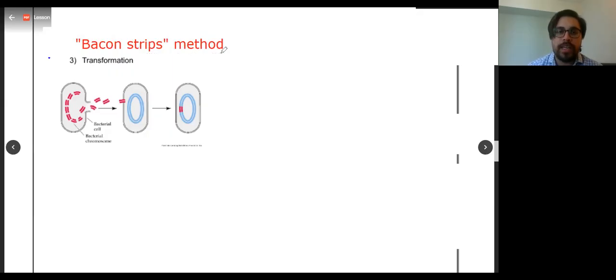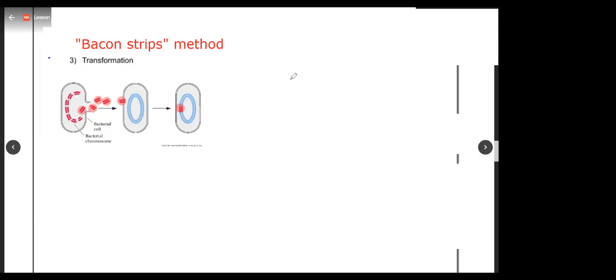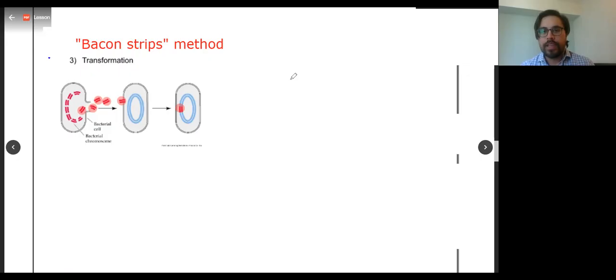I call it the bacon strips method because these little fellas here look like bacon strips. Yeah, there we go. Thank you. Bacon strips, turkey bacon if you prefer a healthier alternative. If you're vegetarian or vegan, you can have tofu-based bacon. It doesn't matter. It's bacon strips all the same.